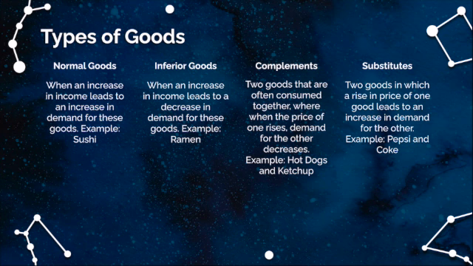Complements are two goods that are often consumed together, where when the price of one rises, then the demand for the other one will decrease. For example, hot dogs and ketchup. Substitute goods are two goods in which a rise in price of one good leads to an increase in demand for the other one, like Pepsi and Coke.